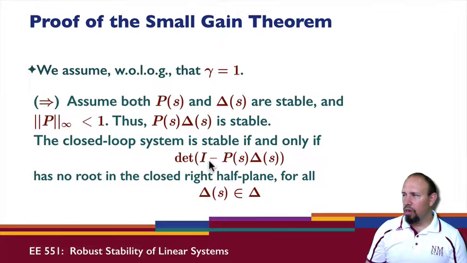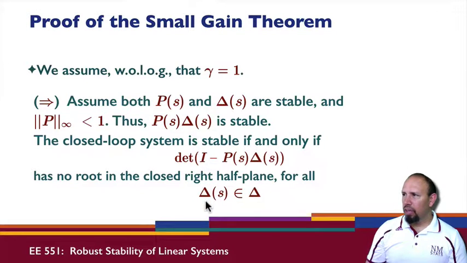Okay, so really this is the condition, and remember this is the well-posed condition that we had seen before, well-posedness. So here we say it is stable if and only if. We can also say it's stable and well-posed. Okay, so we could have added that here. Stable and well-posed if and only if this condition has no root in the closed right half plane for all delta in the uncertainty set.